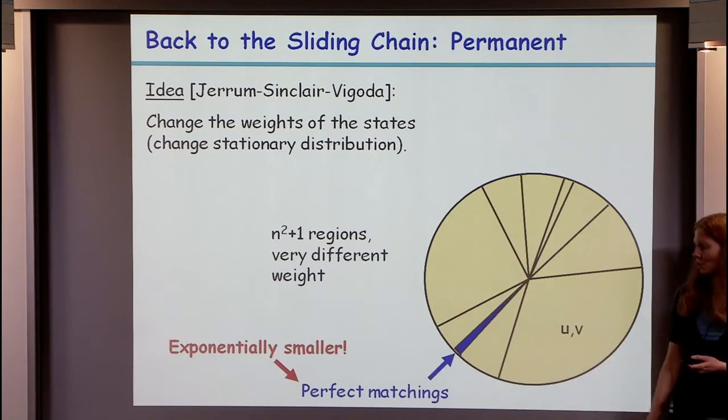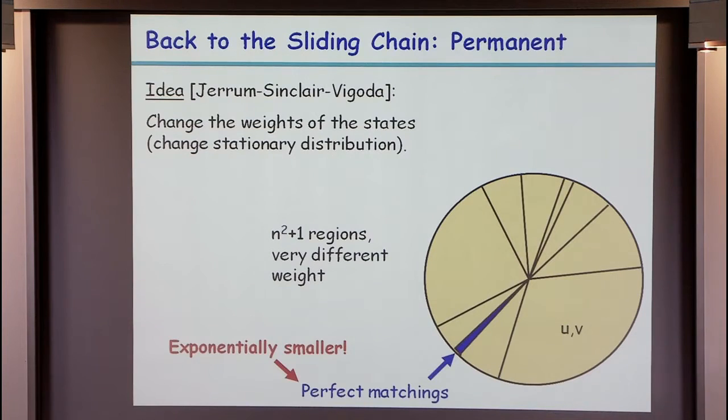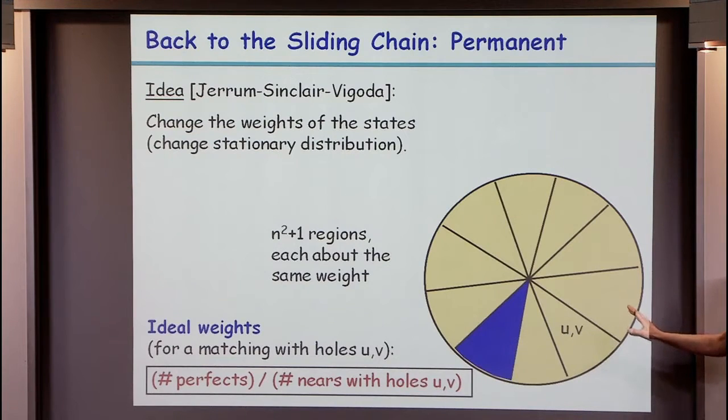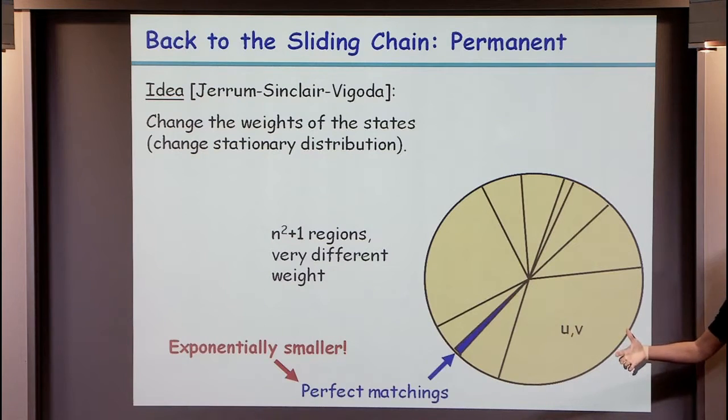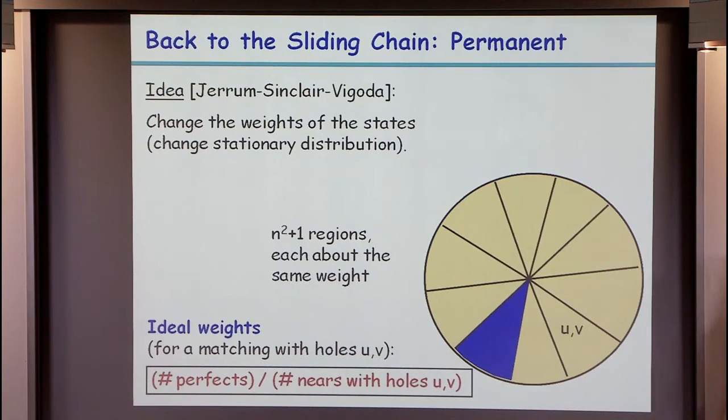1 is for the perfect matchings. Well, I don't like this picture. My blue one that I really want is exponentially small, but I like this picture. I kind of want to reweight the picture so that I do not have my regions of so different sizes, but I want them to be roughly equal. If I know how to do this, then I will simply sample from this state space, and with probability roughly 1 over n squared, I'm going to see a perfect matching, right?